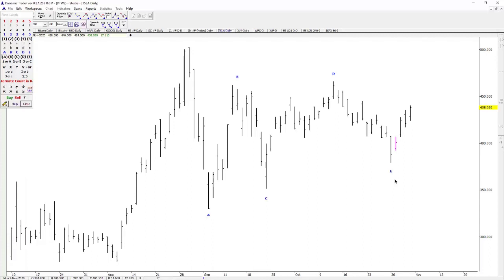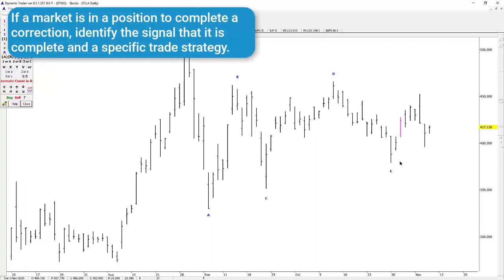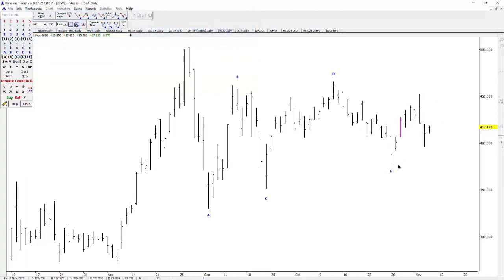And typically, A, B, C, D, E's are contracting triangles. So let's just add some data. If this were in wave E, and the market is in a position to have completed a wave E, and if it is, what would be a signal for a specific trade strategy? Well, if the market makes an advance and then a decline and then takes out that swing high, given that it's already had 5 sections into this point in time, more than likely it has completed that correction.